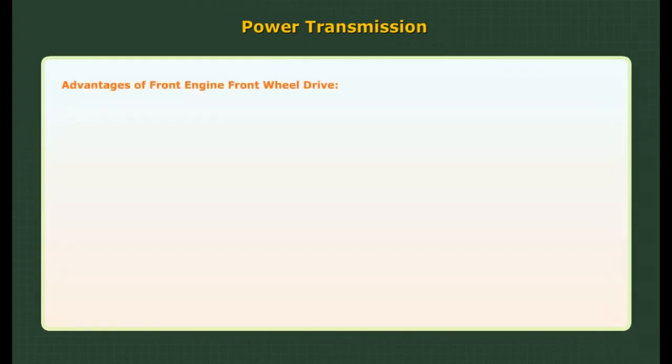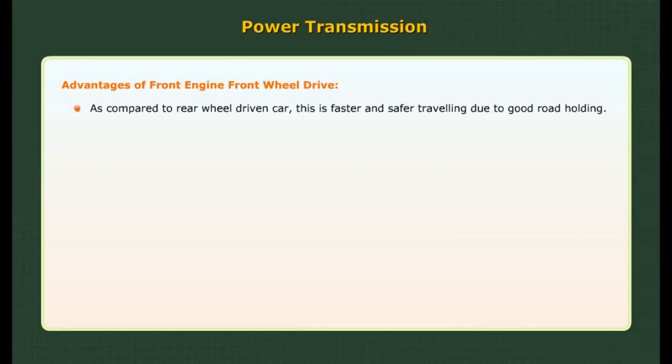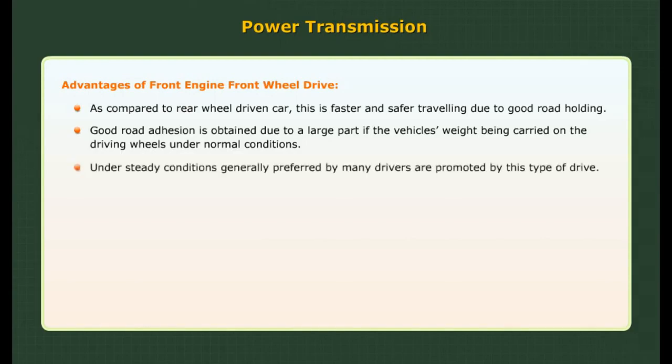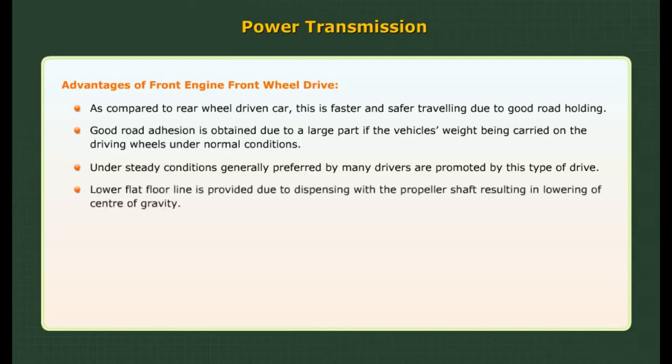Advantages of front-engine front-wheel drive. As compared to a rear-wheel driven car, this is faster and safer traveling due to good road holding. Good road adhesion is obtained due to a large part of the vehicle's weight being carried on the driving wheels. Under normal conditions, steady handling, generally preferred by many drivers, is promoted by this type of drive.